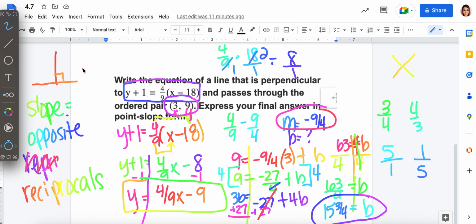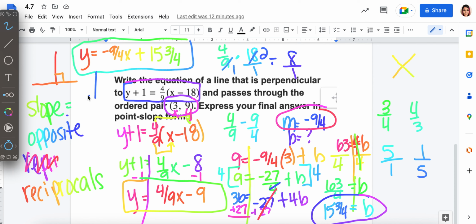So I'm going to write it in y equals mx plus b now. So y, remember when we're writing the general equation for the whole line, we leave out y and x. So y equals mx, so the m is negative 9/4, x plus b, so plus 15 3/4. And this is our line that is perpendicular to this line right here.